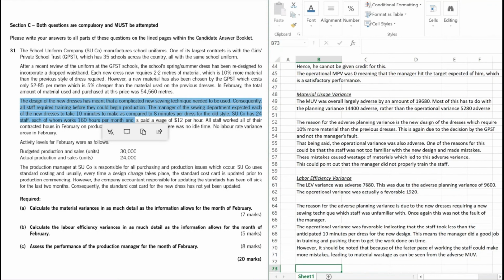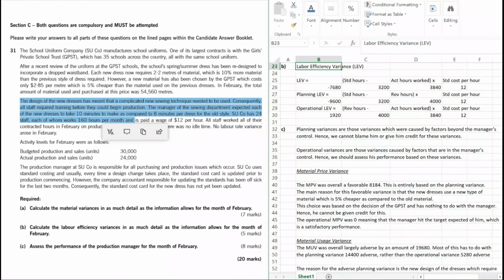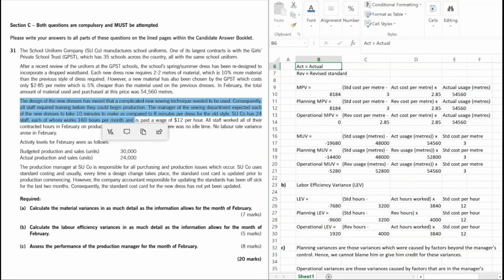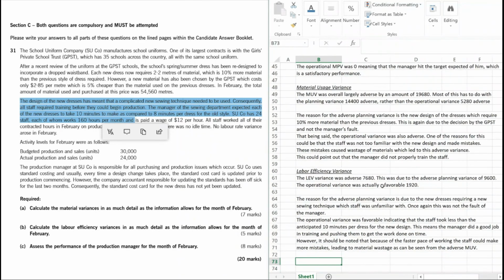Now our analysis is very thorough. Okay, so now we need to assess his overall performance. So how did he do overall? So he got a favorable material price variance, but that was not his credit. Actually, he just did on par with the material price variance. Material usage variance was an adverse variance of 5,280 and operational labor efficiency variance was favorable 1920. So we'll just say overall the manager had a slightly adverse operational variance across the different variances.